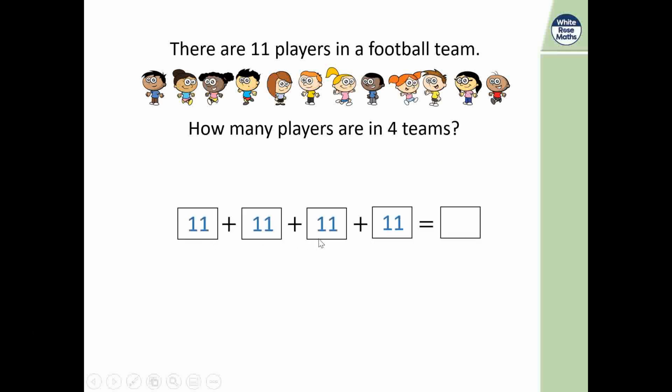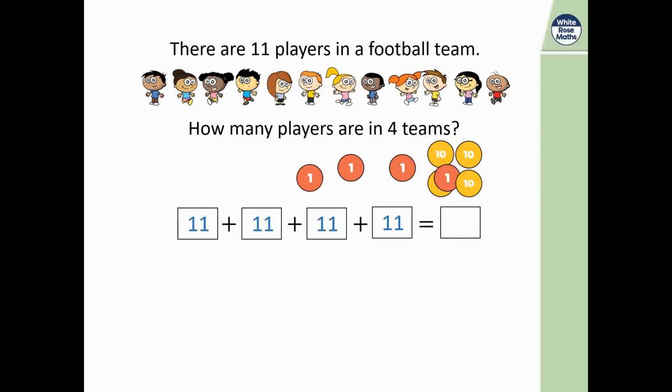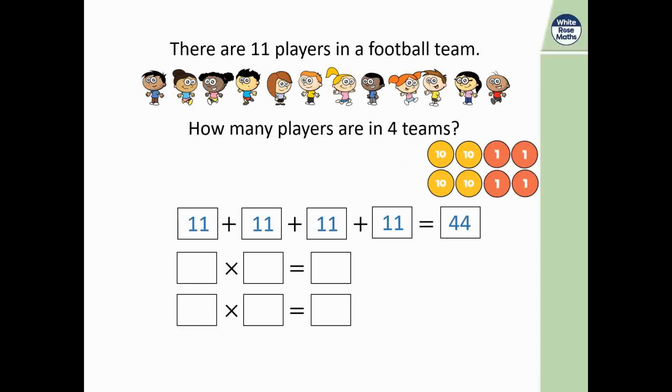Right, they do 11 plus 11 plus 11 plus 11, which gives a 10 plus 1, a 10 plus 1, a 10 plus 1, a 10 plus 1. So the idea is you could add the 10s together, which gives you 4 10s, and then the 1s, which gives you 4 1s. And as you said, 44 is the answer. 4 10s and 4 1s, 44. Right, and the equation for this is, you said 4 times 11 equals 44.